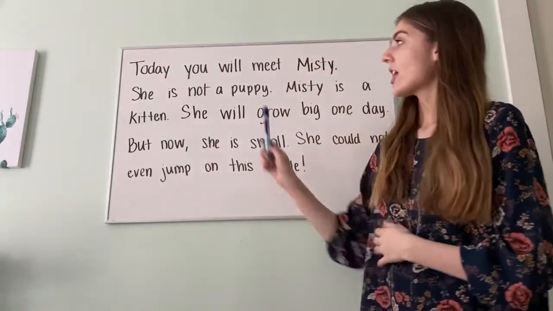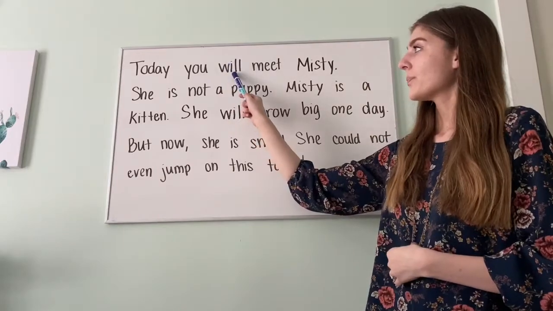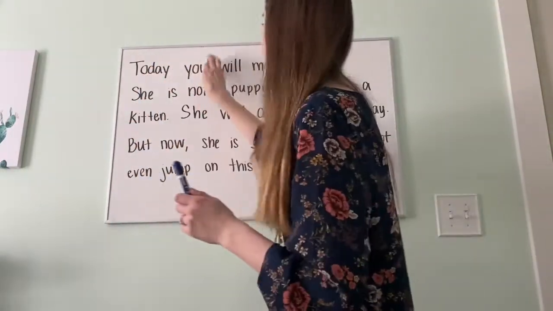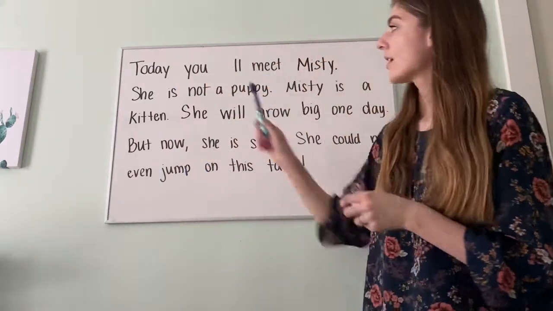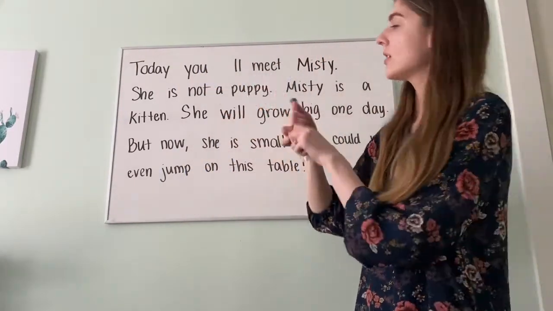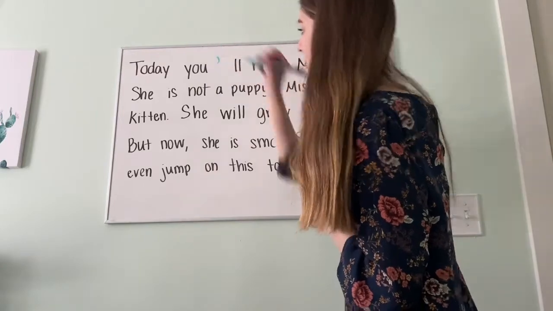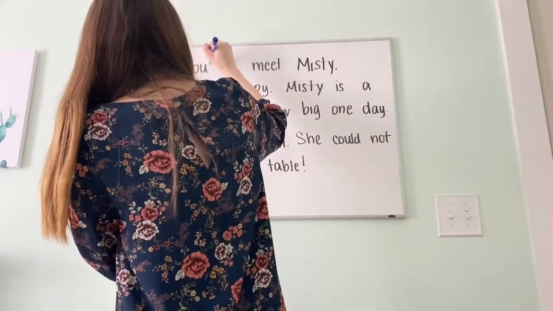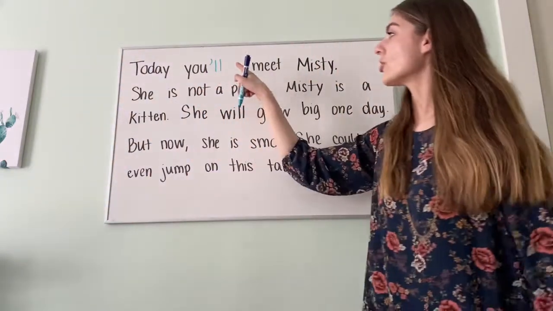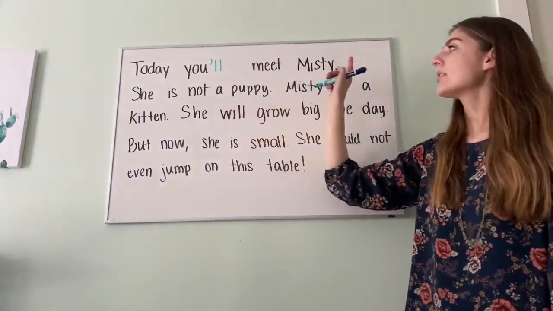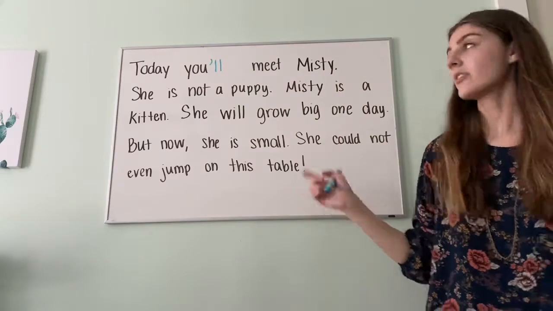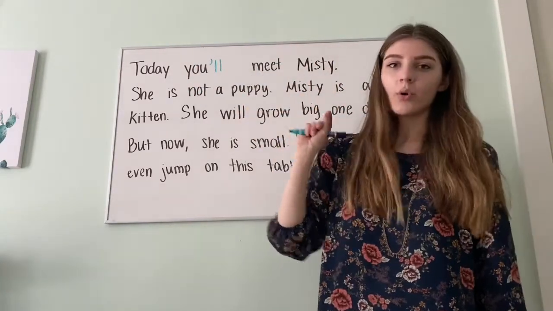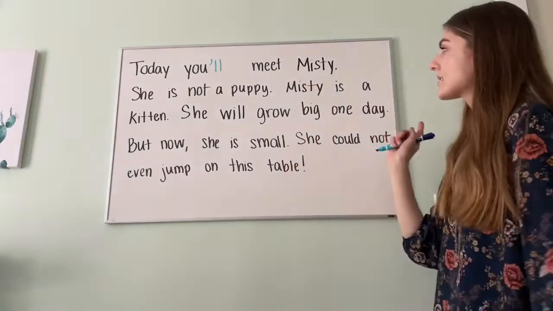So I can take the words you, will, and I can drop the first two letters of will. Let's just get rid of those. You'll, and I add this little apostrophe in there. So smush those together, and it becomes you'll. Today you'll meet Misty, which is the same thing as saying today you will meet Misty. I just kept the end of the word will. Let's go to the next sentence.